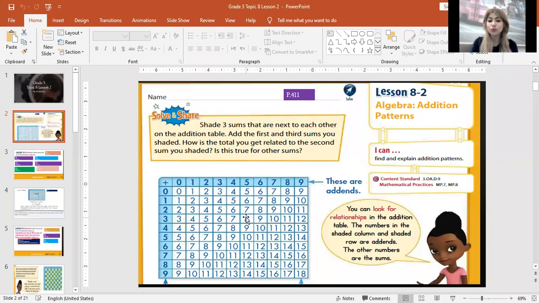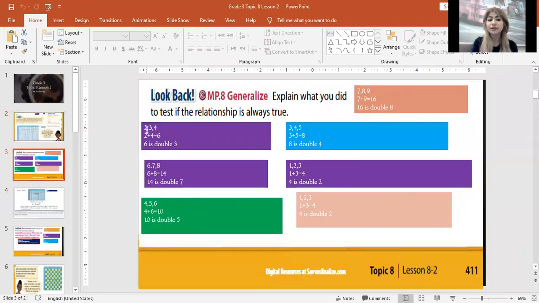This table that we have shaded three consecutive numbers: 6, 7, 8, 4, 5, 6, 1, 2, 3. This is the meaning of consecutive, that they are after each other. So you can write them and see 2, 3, 4. You add the first number plus the third number, and the answer will be double the number in the middle.